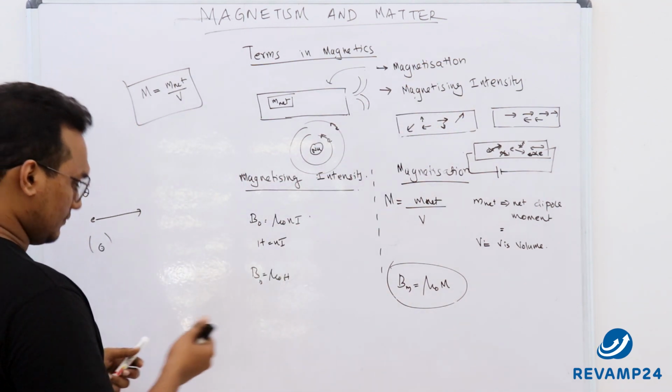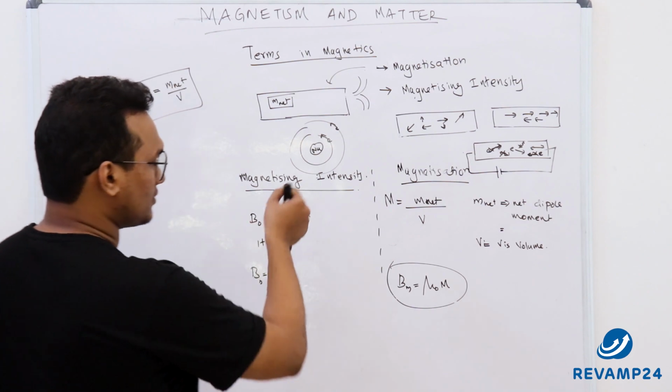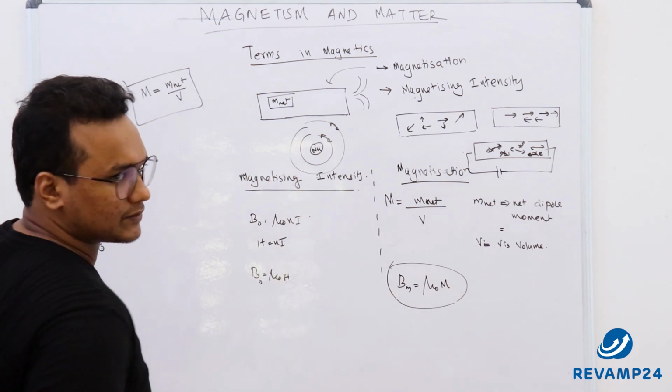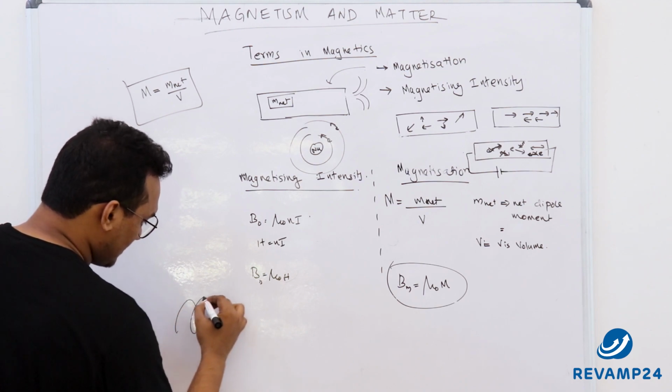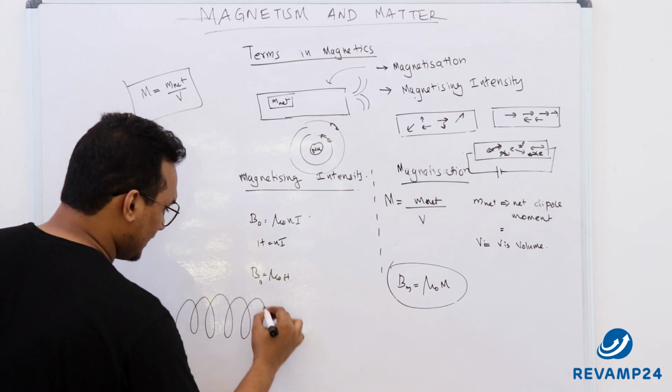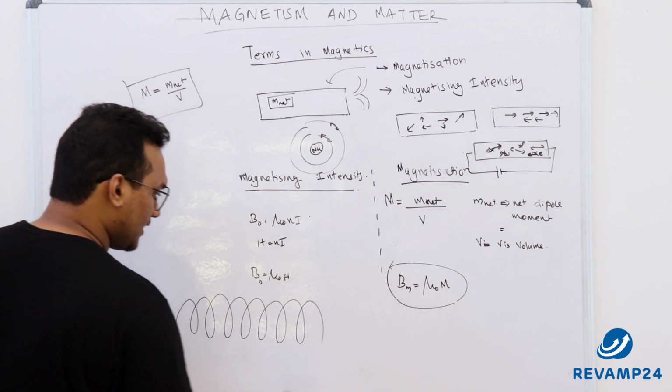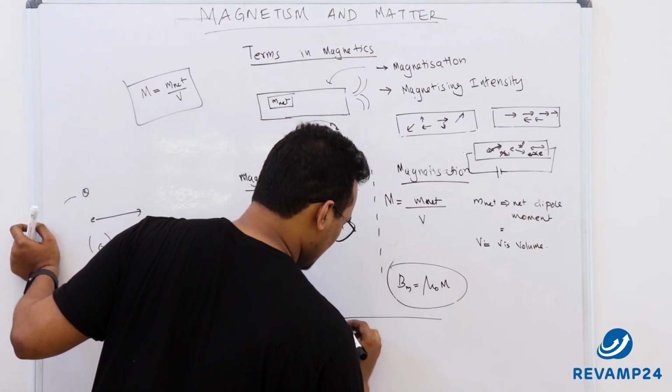I will explain it. I think it will be a bit confusing at this point, but after this explanation, it will be more clear. Listen here. Magnetizing intensity means it's an input, it's a source. With the source, we are magnetizing a substance.